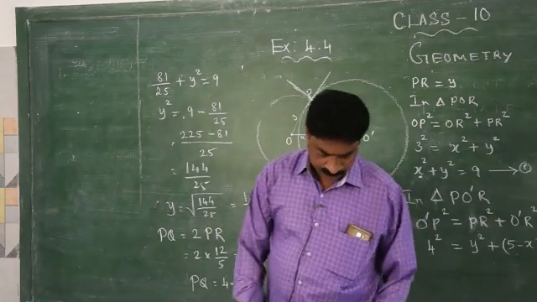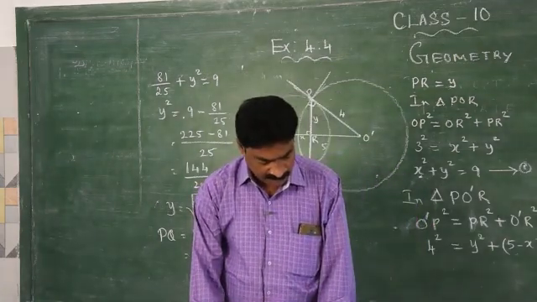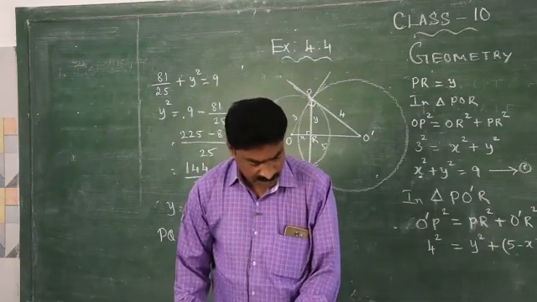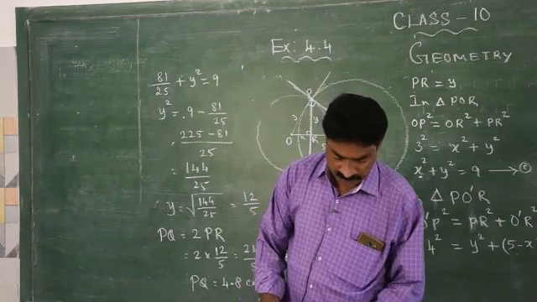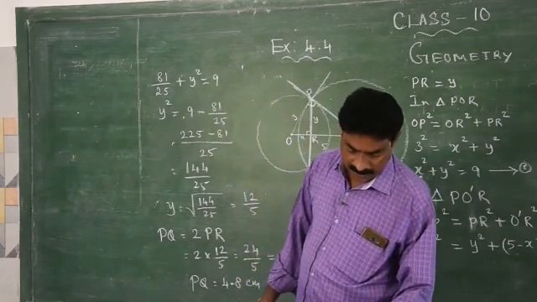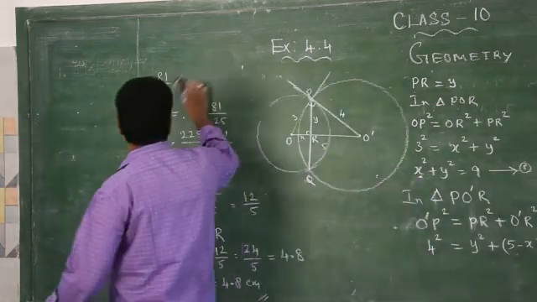Now ninth sum, just like our example sum. There we showed that the medians are concurrent. Here we are going to show that the angle bisectors of a triangle are concurrent.